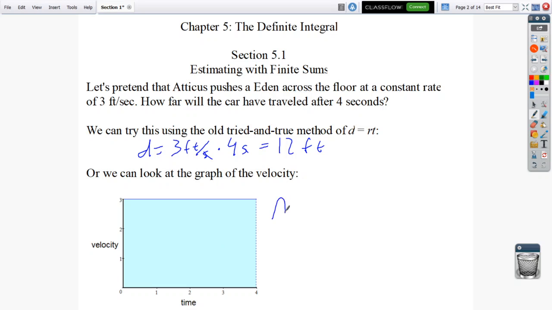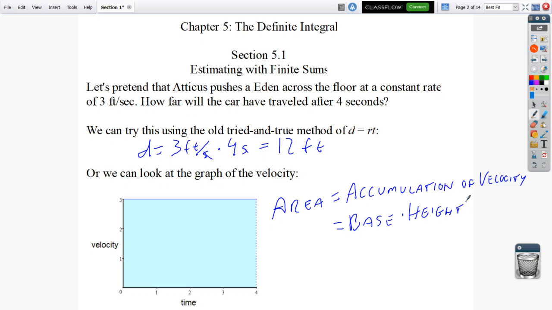So the area underneath here is equal to the accumulation of that rate, accumulation of that velocity. And therefore, all we have to do to find the area is do the base times the height, because in this particular situation, we have a nice little shape called a rectangle. So the base times the height, the base here is 4 times the height of 3. We will have 4 seconds times 3 feet per second, which yields that 12 feet in the exact same manner as the dirt formula. It's just an alternate way of looking at it. So ultimately, that's one of the things that we're gonna be doing with area.